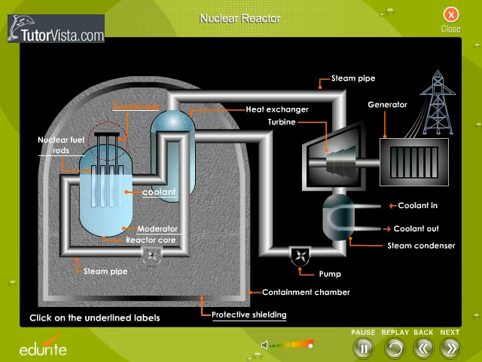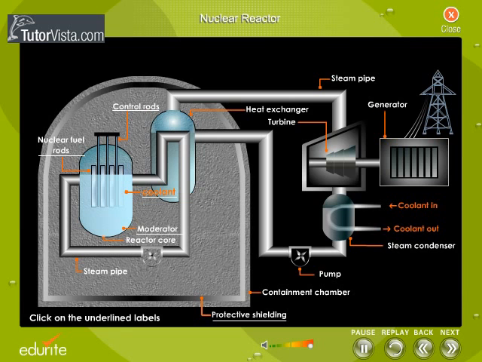Control rods. Inside the core there are control rods to capture neutrons. An example of such a material is cadmium. These control rods are connected to machines that can raise or lower them into the core.